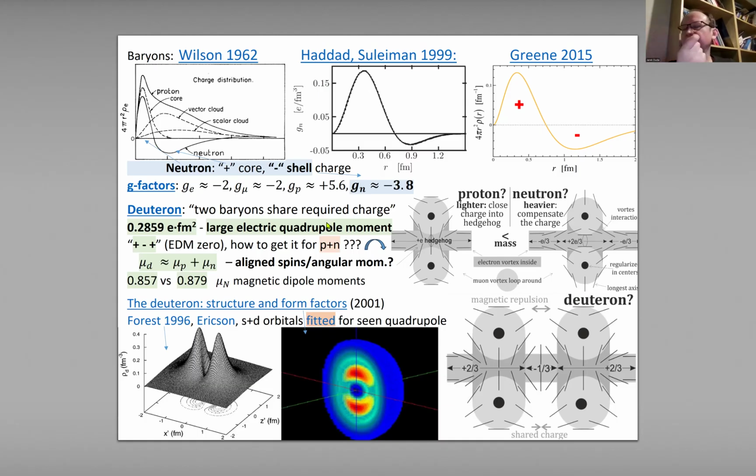So naively, if you think about proton and neutron, it should be 0, but experimentally it is positive. And it is resolved by saying that there is S and D orbital and just fitting to the experiment. So the mainstream doesn't seem to understand this quadrupole moment, while here we can just draw a picture and get explanation why neutron is heavier, why deuteron has a quadrupole moment.